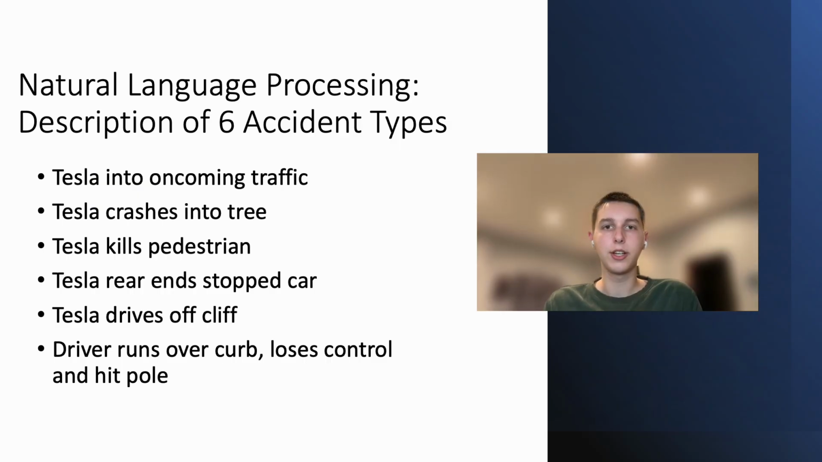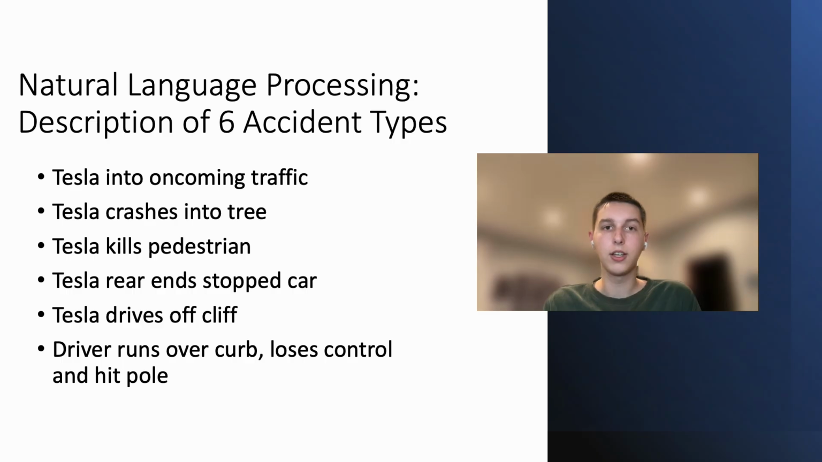Next, I applied natural language processing to evaluate accident descriptions, aiming to categorize them into 6 types using unsupervised learning with the k-means algorithm. This helped me identify common patterns in Tesla-related accidents based on the language used in the reports. The 6 categories I identified were Teslas crashing into oncoming traffic, hitting trees, striking pedestrians, rear-ending stopped vehicles, driving off cliffs, and running over curbs or hitting poles.